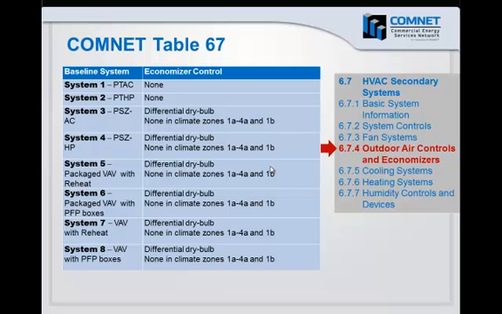Many of the requirements that we're going to go through today are keyed to these system types. So just keep the system map in mind as we go through this material.